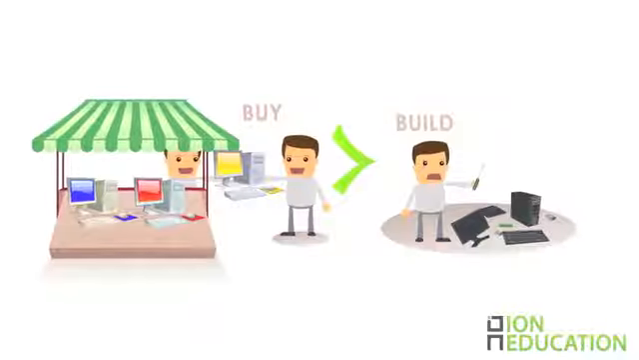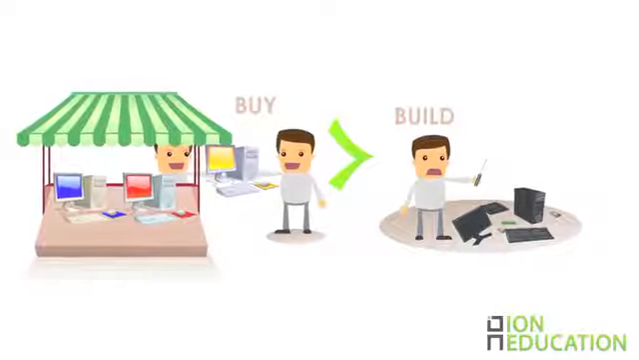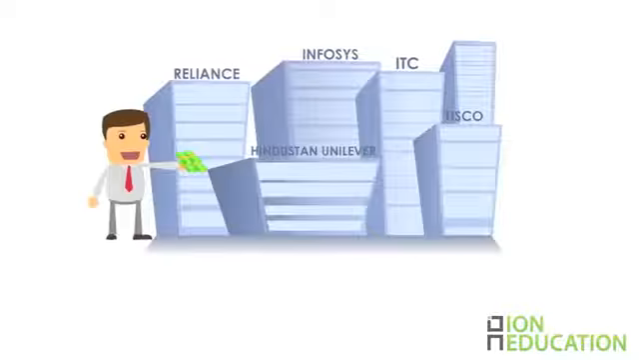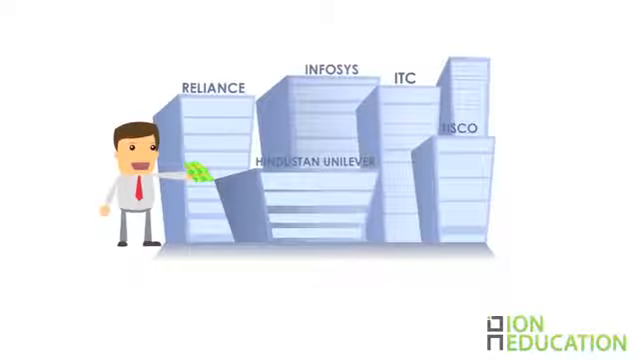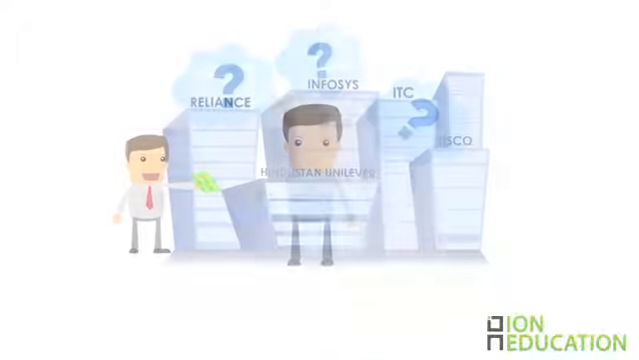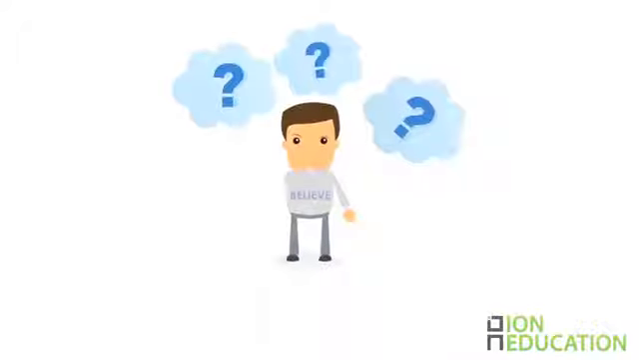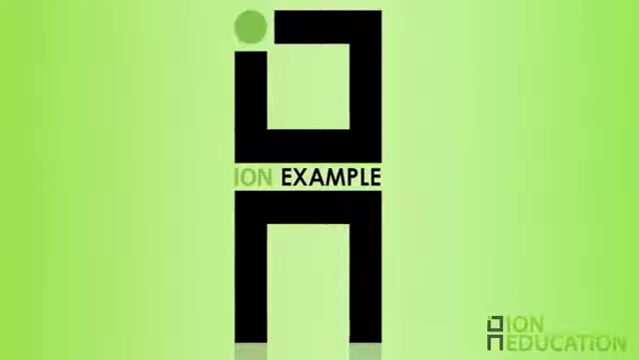This means that we are willing to pay a certain cost for buying products or services instead of making them ourselves. Similarly, the capital markets allow investors to invest in companies they believe in, rather than starting similar businesses. But how do you believe in a company? Time for another Ion example.